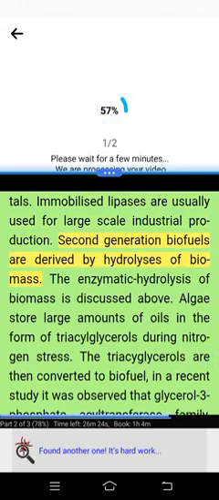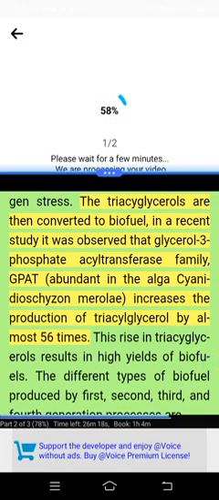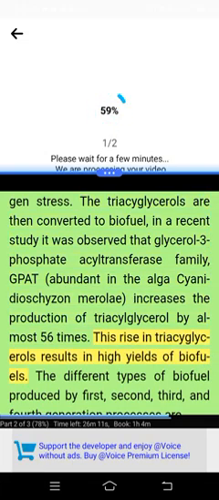Second-generation biofuels are derived by hydrolysis of biomass. The enzymatic hydrolysis of biomass is discussed above. Algae store large amounts of oils in the form of triacylglycerols during nitrogen stress. The triacylglycerols are then converted to biofuel. In a recent study, it was observed that the glycerol 3-phosphate acyltransferase family, GPAT, abundant in the alga primarily, increases the production of triacylglycerol by almost 56 times. This rise in triacylglycerols results in high yields of biofuels.